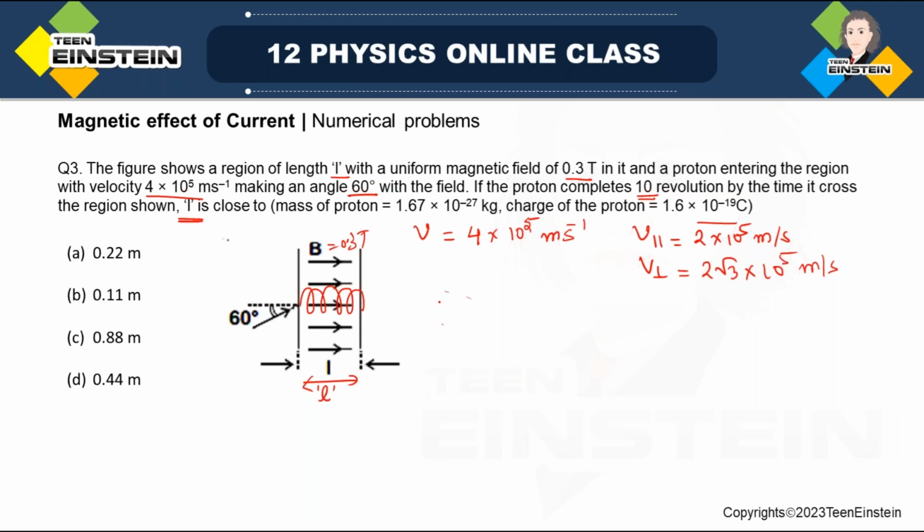So in the helix, there are two things. One is that there will be circular motion, and by the time it completes the full revolution, the V parallel will drag it in the forward direction. So here we have to find out the length. There are 10 revolutions. In the forward direction, what is taking it forward is actually V parallel. So to find the length L, we multiply the time period with V parallel. This is constant velocity, so Vt is equal to the length, and obviously there are 10 revolutions, so 10 into V parallel into T.